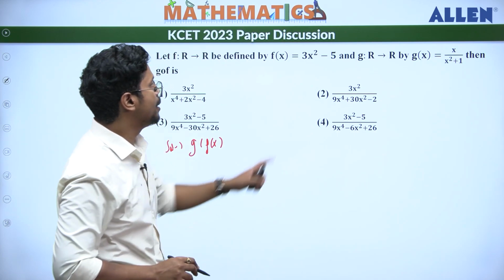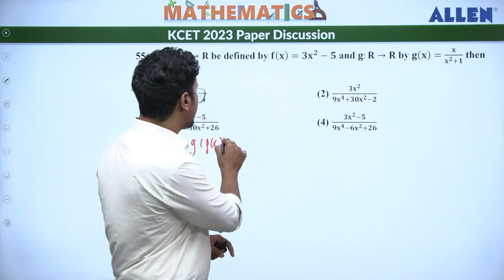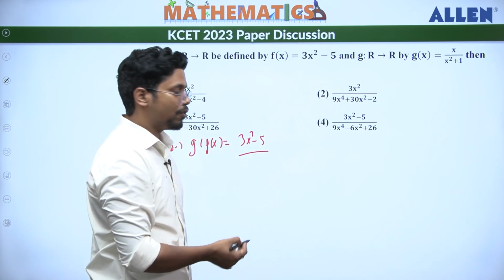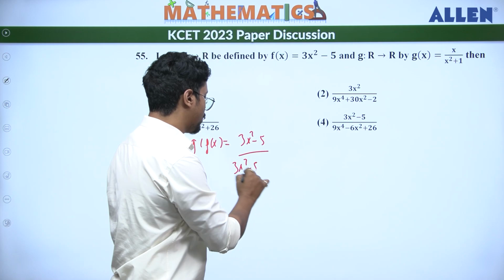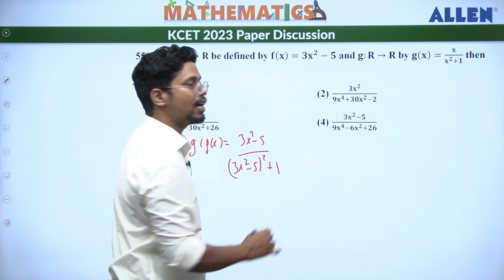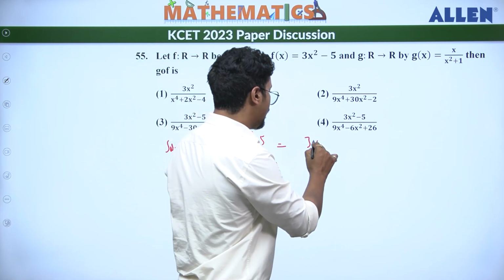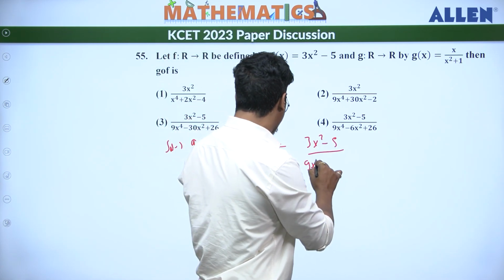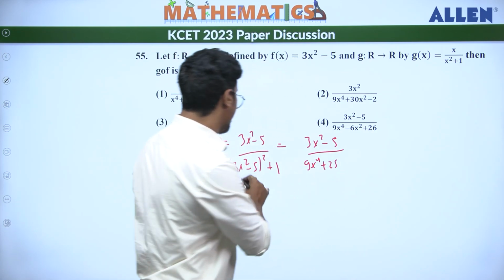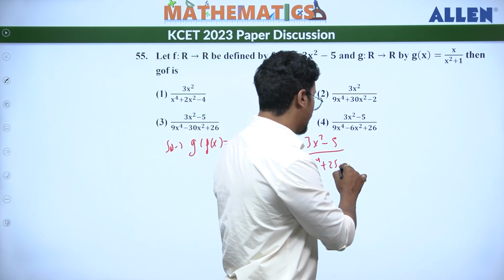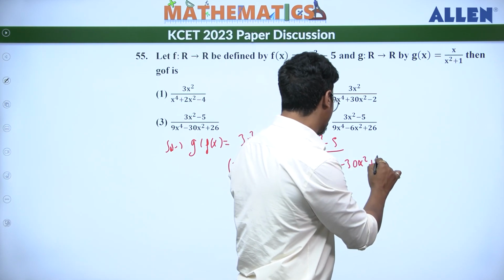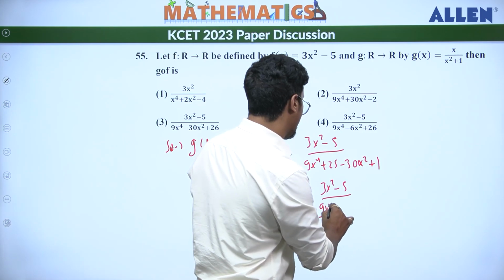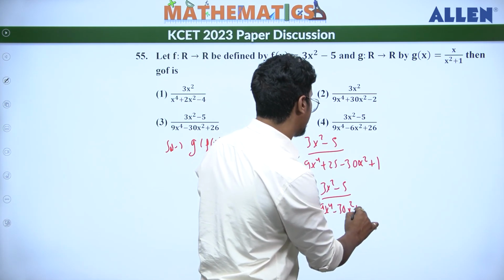So how we can do it? If g of x is this, then g of f of x means wherever x is there, I will put 3x square minus 5. Wherever x square plus 1 is there, I will put (3x square minus 5) whole square plus 1. So this guy will become how much? 3x square minus 5. (3x square) whole square is 9x to the power 4, plus 25, minus 5 into 3 minus 15x square into 2, minus 30x square, plus 1. So 3x square minus 5, over 9x to the power 4 minus 30x square plus 26.